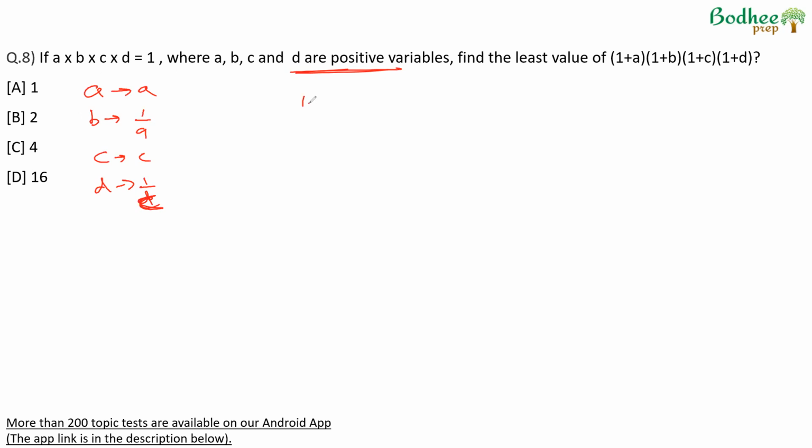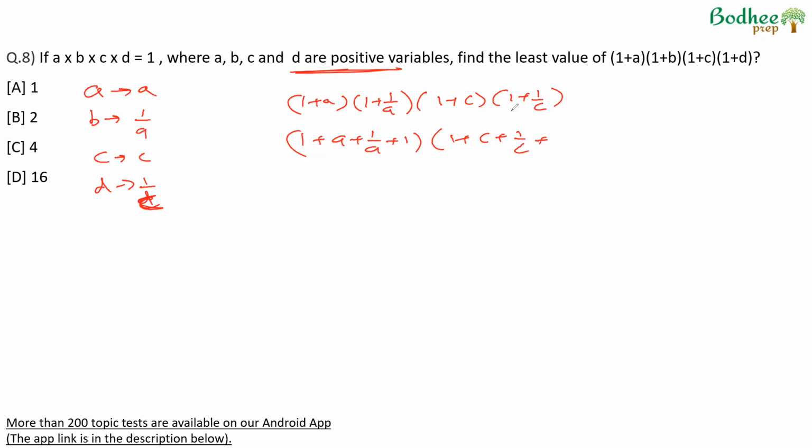Now, if we put the values here, 1 plus A into 1 plus 1 by A, 1 plus C into 1 plus 1 by C. Multiplying these, 1 plus A plus 1 by A plus A into 1 by A, which is 1, into 1 plus C plus 1 by C plus C into 1 by C, which is again 1. This becomes 2 plus A plus 1 by A into 2 plus C plus 1 by C.